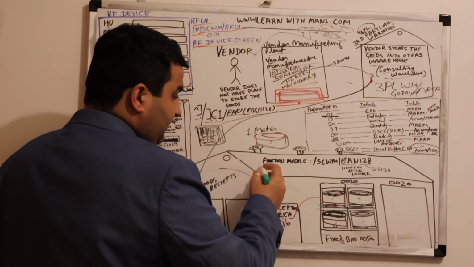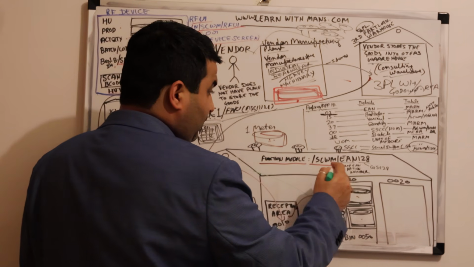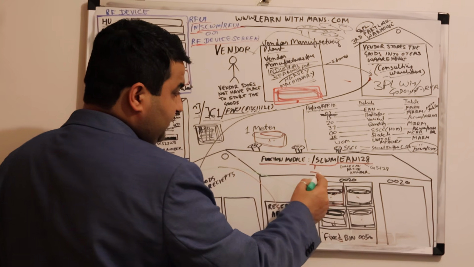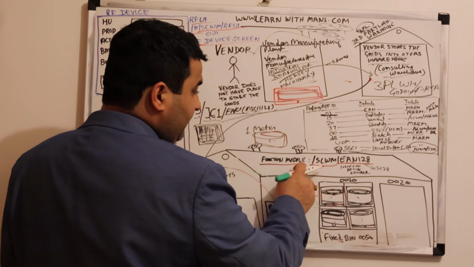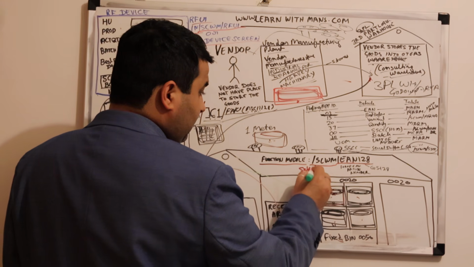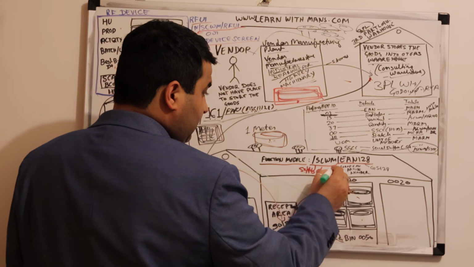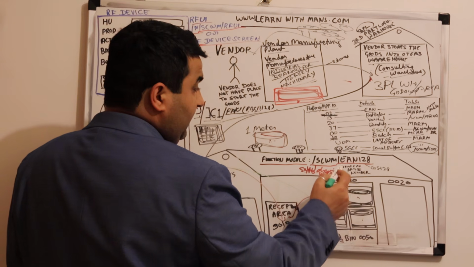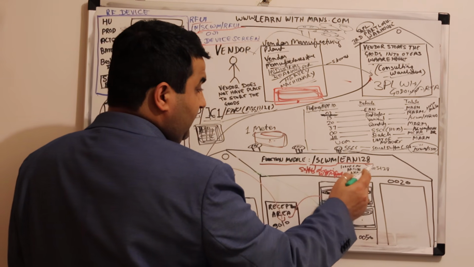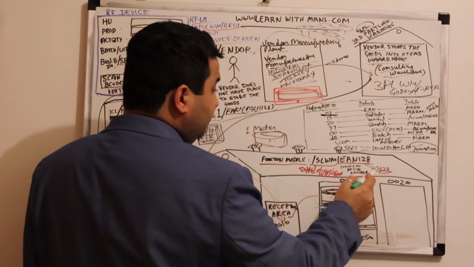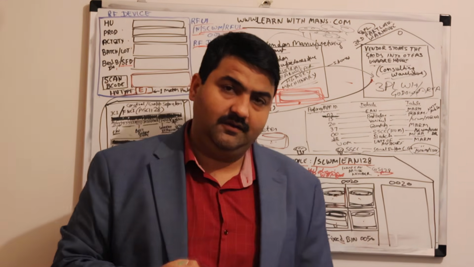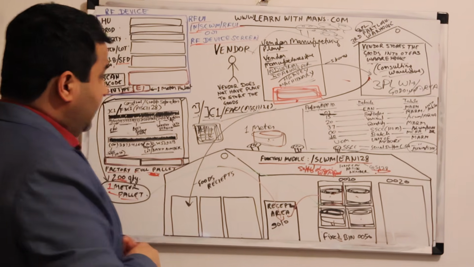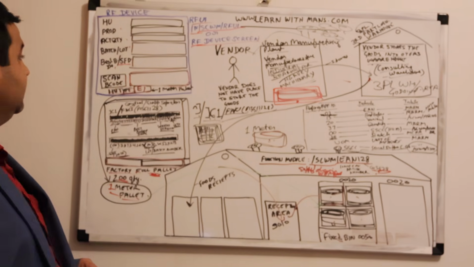The main function module which I want to show you here is /SCWM/EAN128. Here SCWM means supply chain warehouse management. EAN 128, EAN means European article number, and 128 means GS1-128. Just go to the GS1 website and you may find more details. So this is about the basic requirement. That's why we modify these screens.